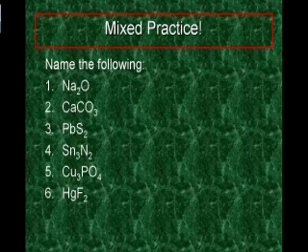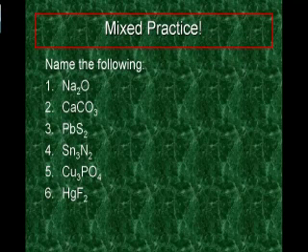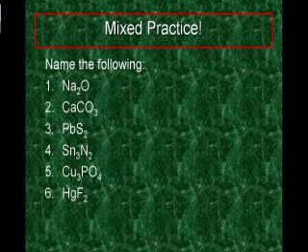Now this next slide then is again practice, and there are 6 of them. So you want to take these 6 and go through and write the names correctly. Now these are mixed, so some of these are binary ionic compounds, some of these are containing polyatomic ions, they contain transition metals. So again, you may want to pause and write the names for the 6 of these.